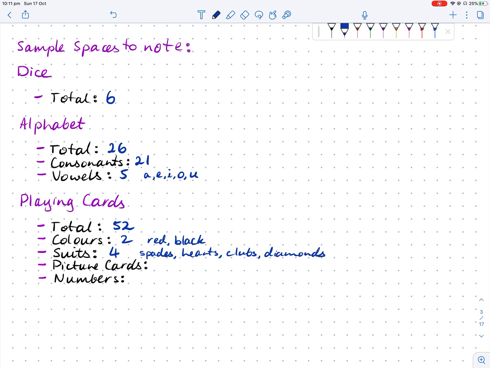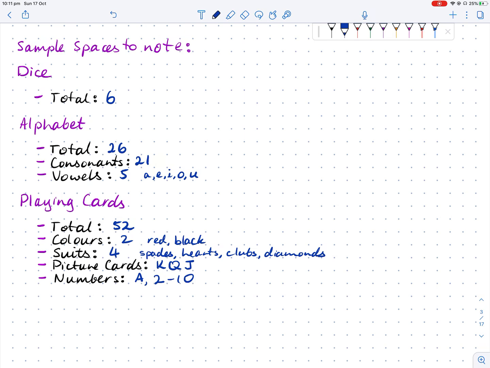We've got picture cards. So picture cards are your Jack, Queen, and King, or King, Queen, and Jack. Ace is usually counted as 1, so you can just leave that one off. And then you've got your number cards. So you've got your ace, which is usually 1, and then you've got the numbers 2 to 10. So for each suit, you've got 10 number cards and 3 picture cards, which means each of your suits have a total of 13 cards.